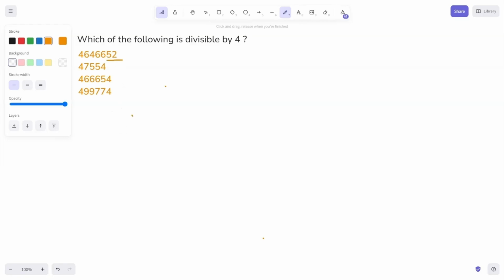So the last two digits of the number are 52, and it is divisible by 4: 4 times 13 is 52. The remainder is 0. So it means it is divisible by 4. The last two digits of this number are divisible by 4. It means this complete number will also be divisible by 4. So our answer is the first option. Okay. So the correct option is the first option.